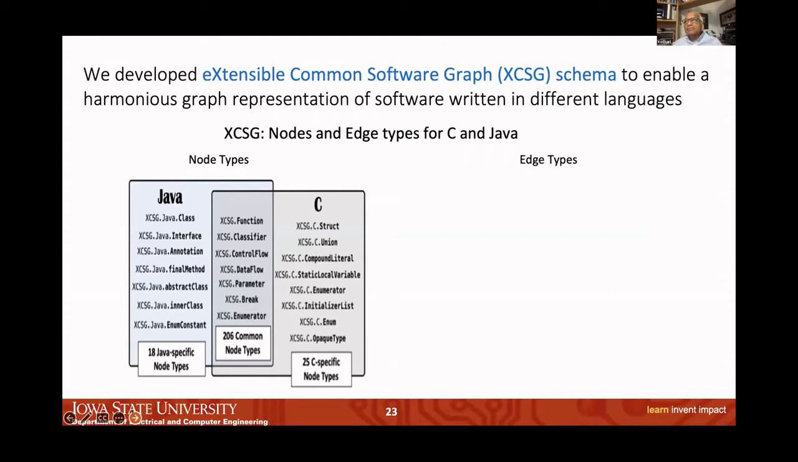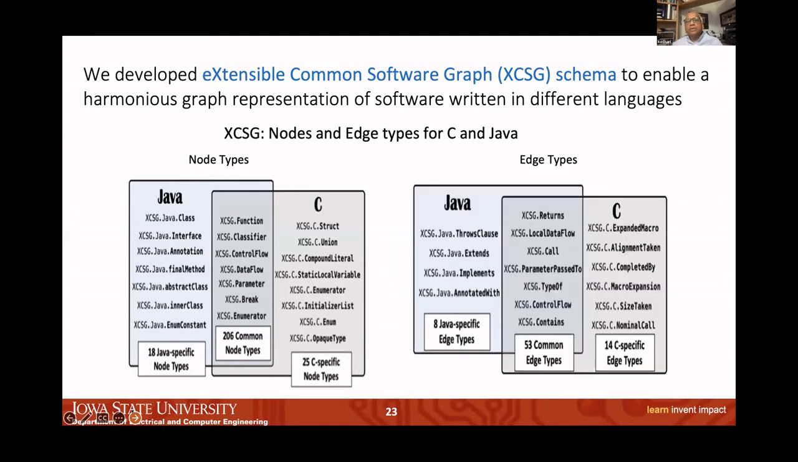Now, the edges are for relations between program artifacts, for example, the successor relation, and the story is the same here. A lot in common between Java and C: 53 common edge types, and Java has 8 Java-specific, and C has 14 C-specific. Along with the schema, we developed front-end parsers for several programming languages so that we could take programs in those languages and convert them into software graphs.